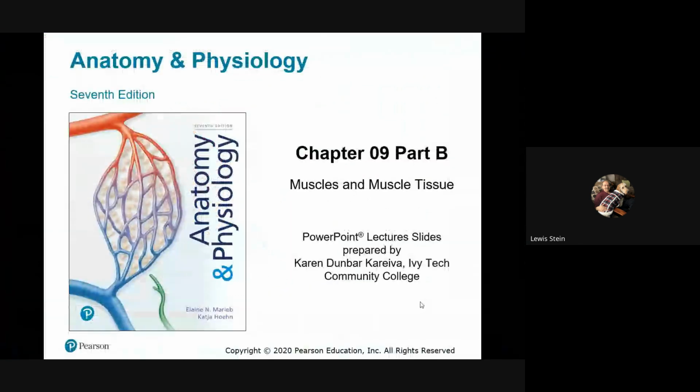Voila. Now we're going to get a little bit more into the physiological factors of energy utilization and contraction. That's how it happens.